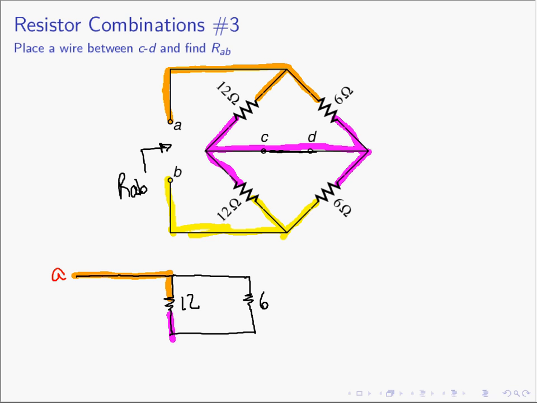And so just as you keep filling in, you just keep making sure the colors line up. And then we see that from the pink to the yellow, there's also 12 ohms, and from the pink to the yellow is also 6 ohms. And that takes us back to where we started from, and that is B.